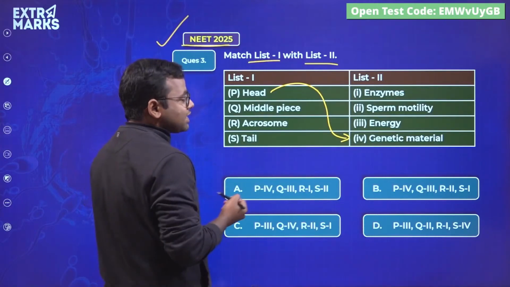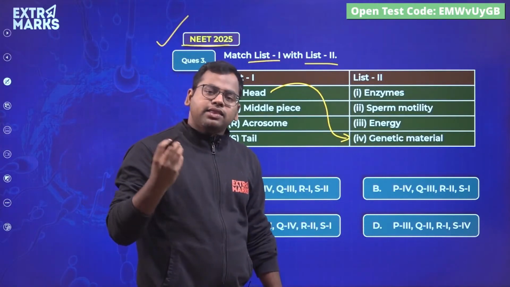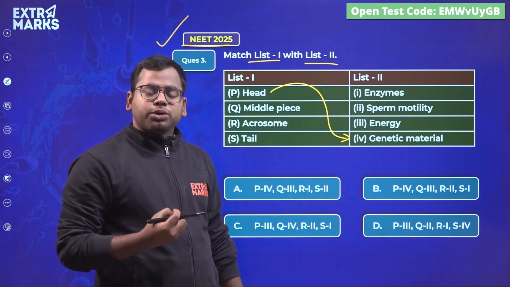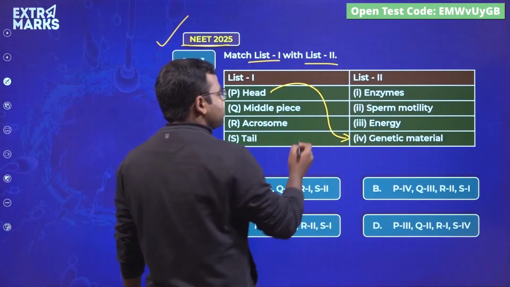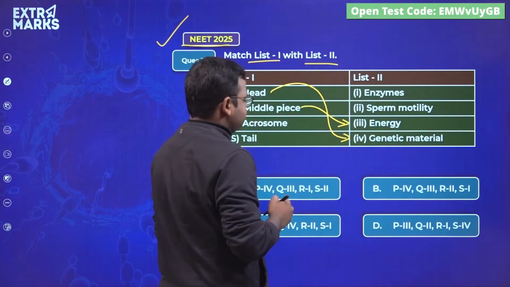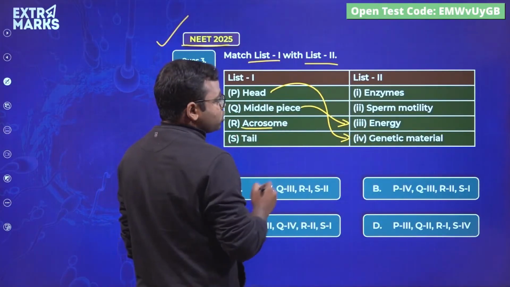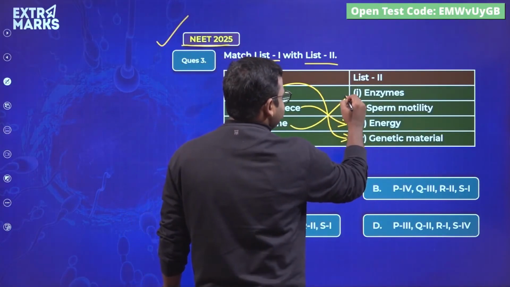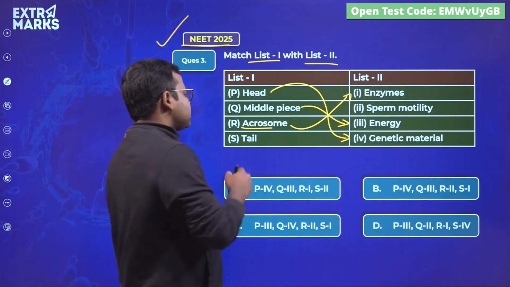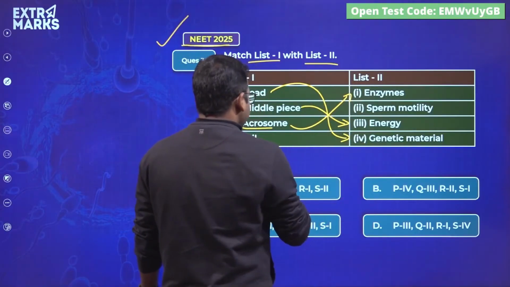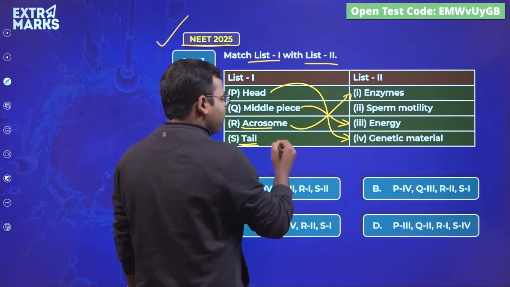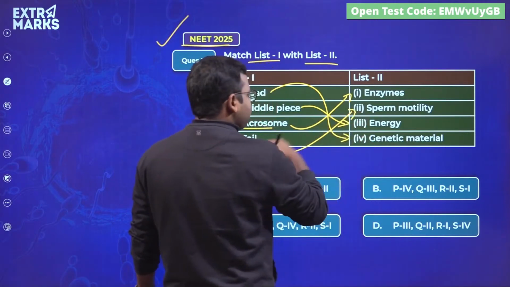Middle piece basically contains mitochondria, and there only energy formation happens, right? So energy is being formed in the mitochondria and it is a source of energy for sperm. So you can see middle piece, energy, right? Acrosome basically contains certain enzymes which help the sperm to enter into the egg. So the correct answer for R will be first. Tail basically helps in swimming, facilitates the sperm motility. So S will go with 2.